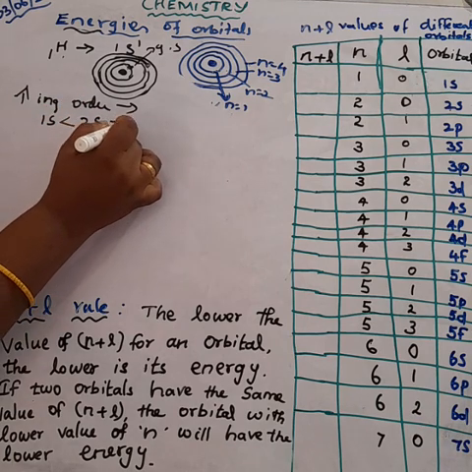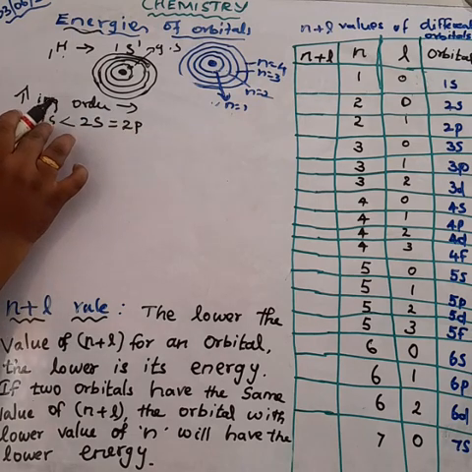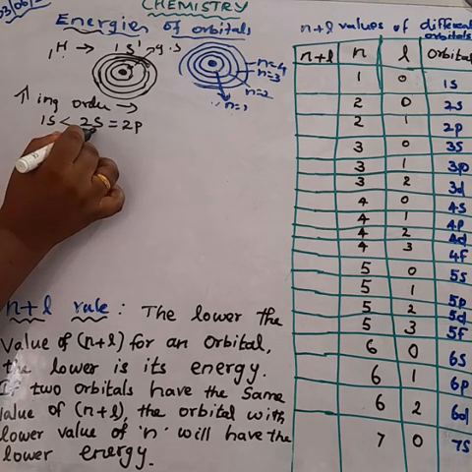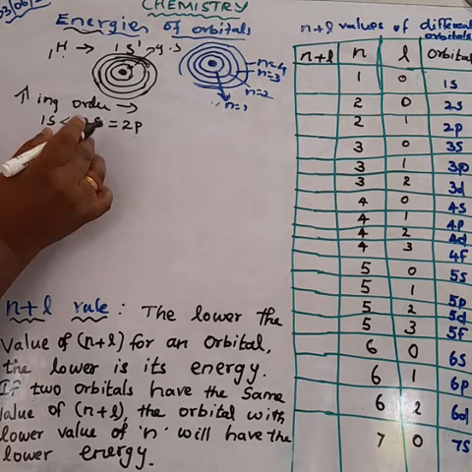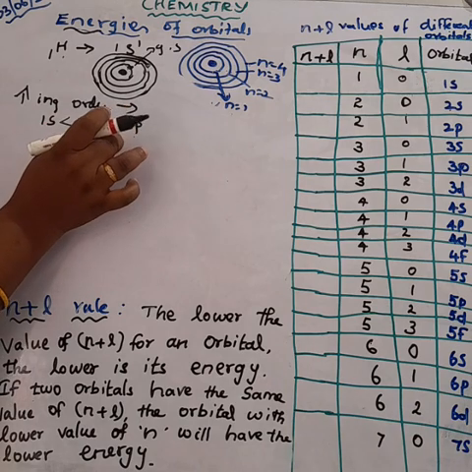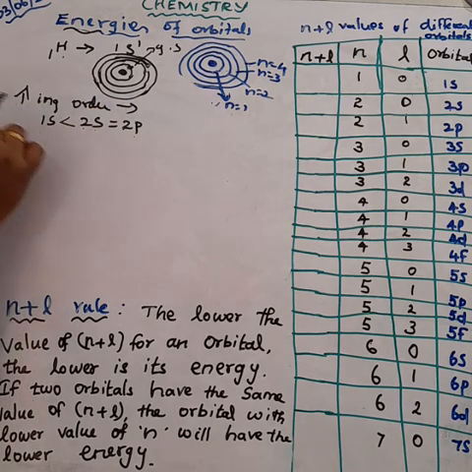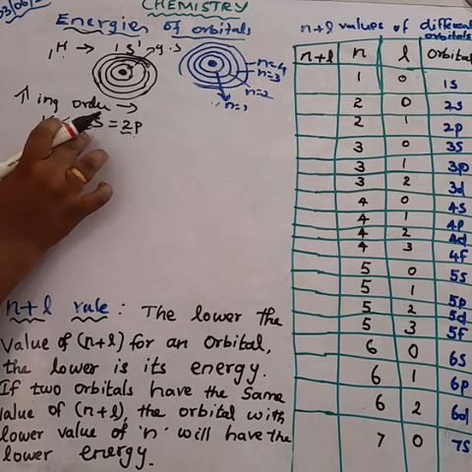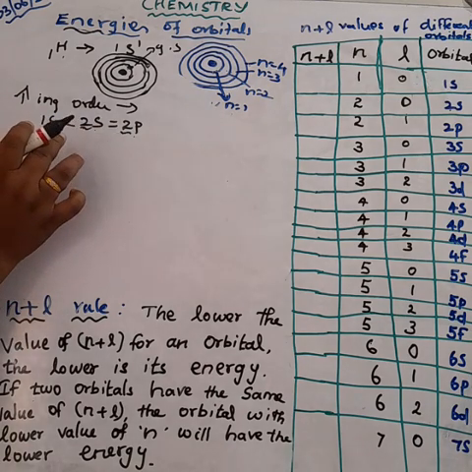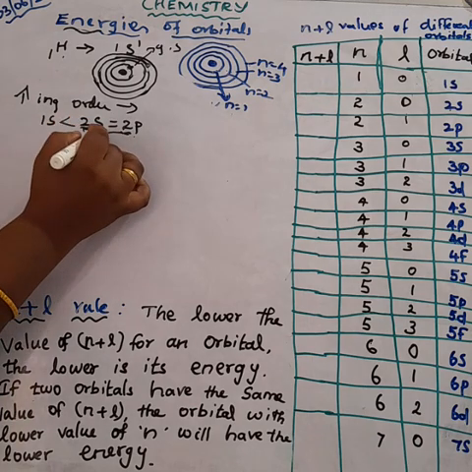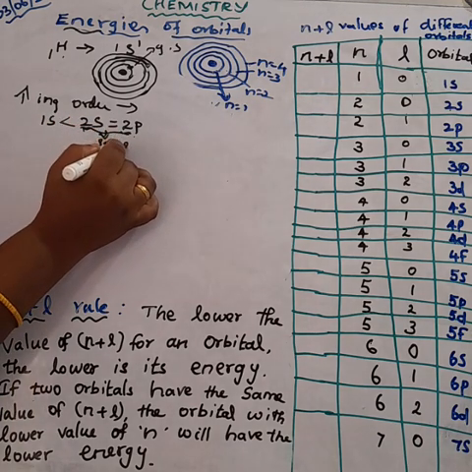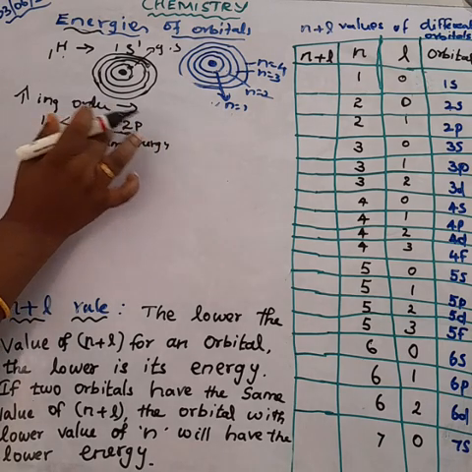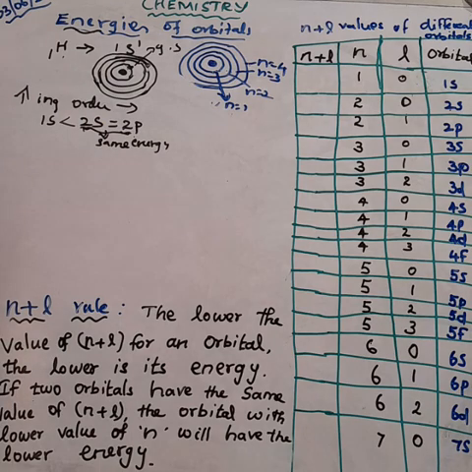Okay, so for n value 2, the second shell, how many subshells are there? 2 subshells. What are they? The s subshell and the p subshell. Okay, the second shell has 2 subshells. For the same n value, the subshells have the same energy. That is, 2s is equal to 2p.